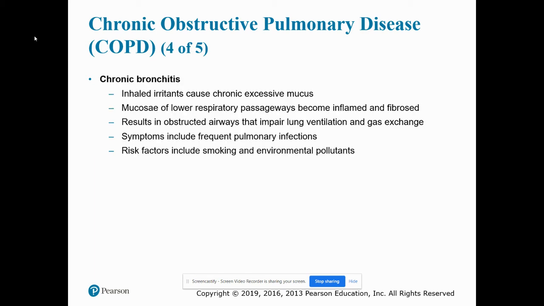Next, we talk about chronic bronchitis. So inhaled irritants cause chronic excessive mucus. The mucosae of the lower respiratory passages become inflamed and fibrosed, and then this is going to result in obstructed airways that impair lung ventilation and gas exchange. People that have this also have frequent pulmonary infections, and then risk factors include smoking and environmental pollutants.